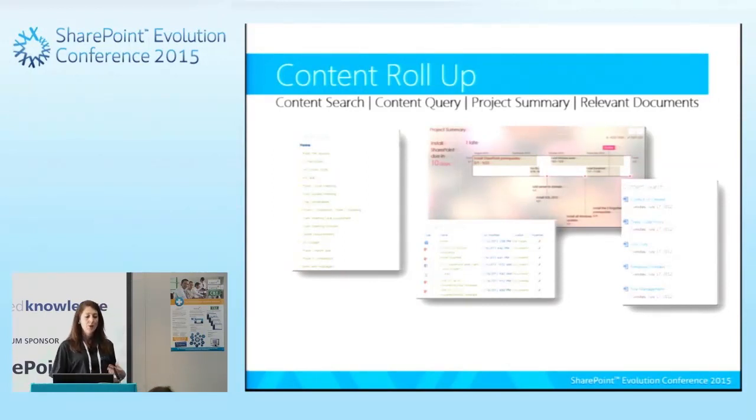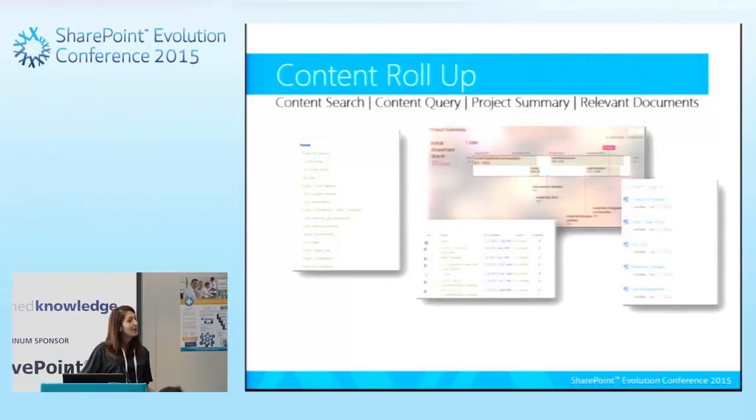Another interesting roll-up, it's been around a while but it's very useful, is Relevant Documents. This is a web part that you can put on a home page, and it will just show the current user documents that are relevant to them, documents that they've been using recently or that they've created recently from any document library in that whole site. And then the Content Search web part is awesome and new.